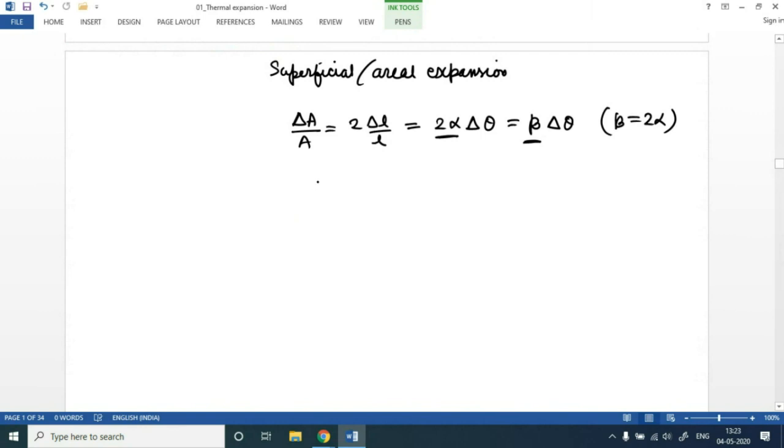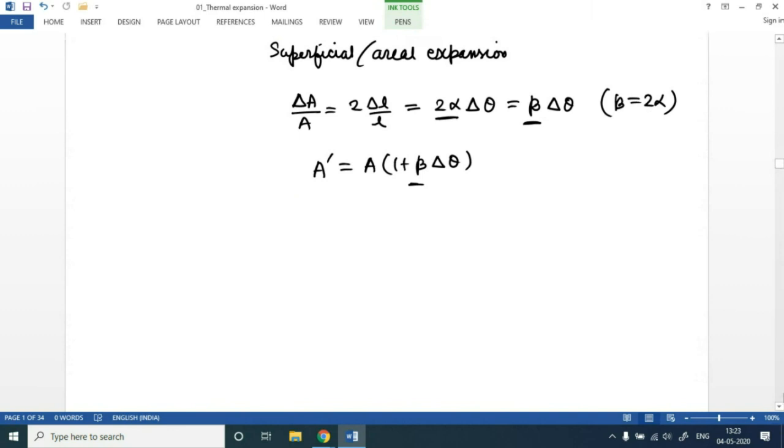In that case, the final area A dash, let's say, you can write as A into 1 plus beta delta theta, where beta is the coefficient of superficial expansion. So that is it. And for the volume expansion, let's have a look at that.